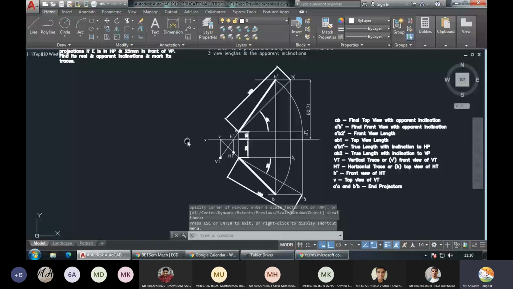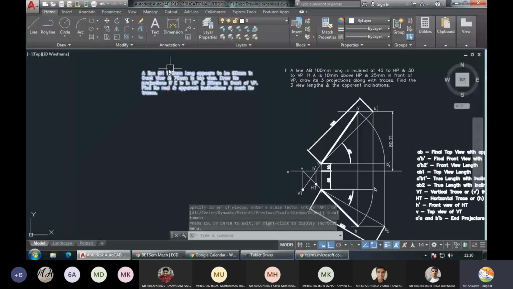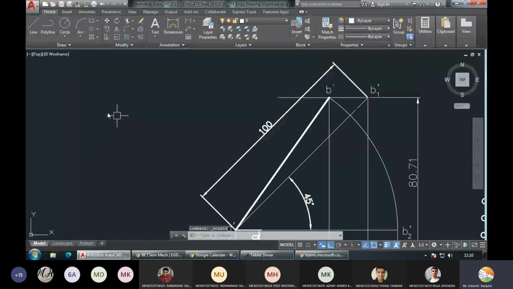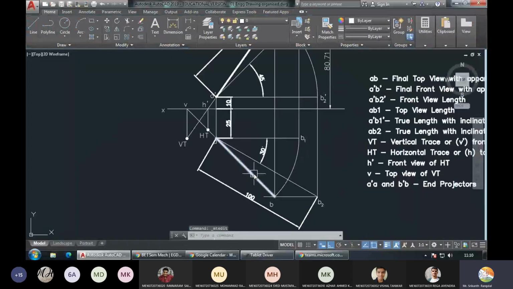And next, what is he telling? He's telling 70 mm in the top view. What is 70 mm? 70 mm is the top view length. So we can draw this line. But for drawing both these lines, we need its distance from XY line. So is the distance from XY line given? Check it.